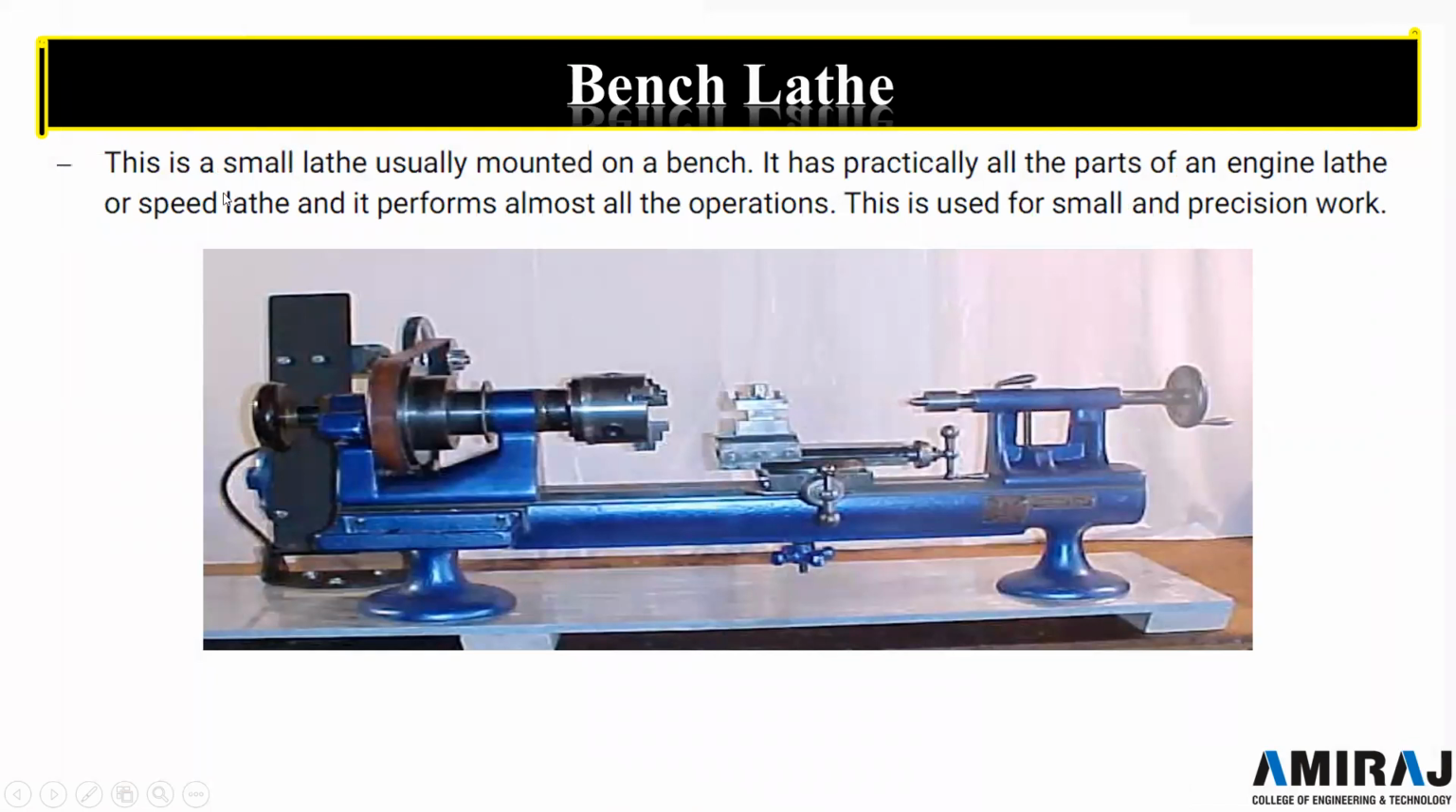The next type here is the bench lathe. This is a small lathe usually mounted on a bench. Here it is one bench and over it is mounted. It has practically all the parts of an engine lathe or speed lathe and performs almost all operations, and it is used only for small and precision work.